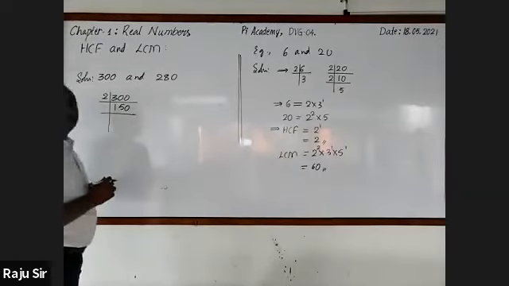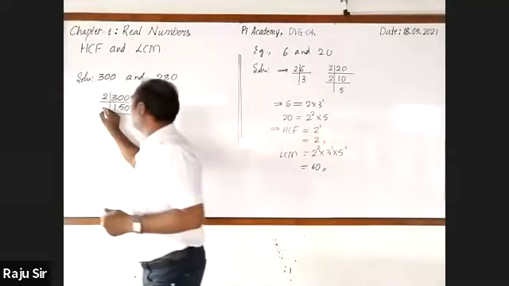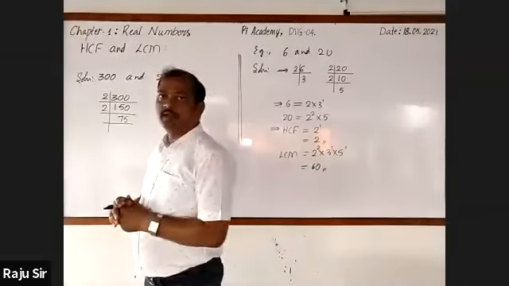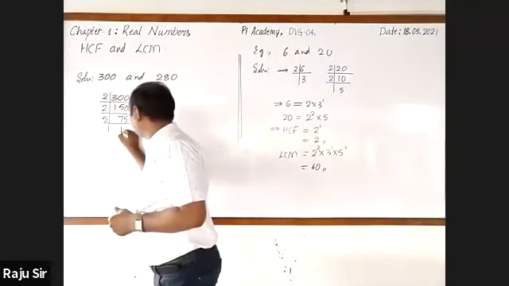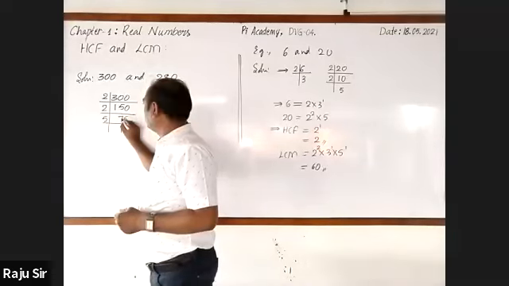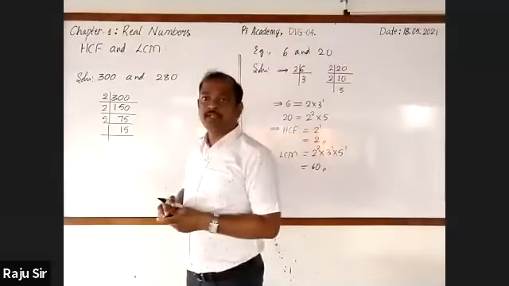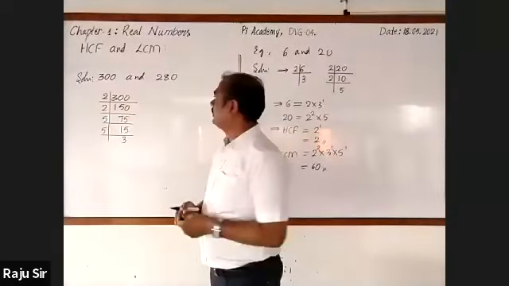150 is 300. And 150 is also an even number. 2 75s are 150. And 75 can be divided by 5. Here 5 ones are 5, 5 fives are 25, 7 will remain, 25. Then 5 fives are 25. Next 15 is there. This is 5 threes are 15.